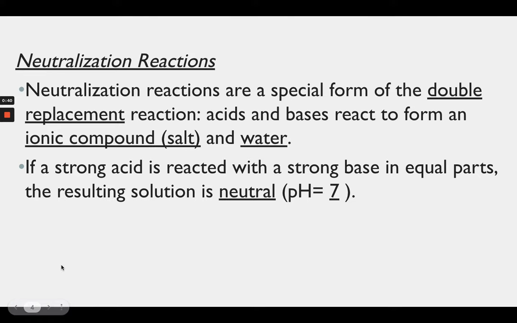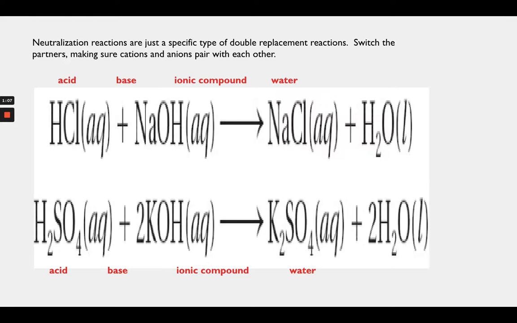So, in filling in the notes, neutralization reactions are a special form of double replacement reactions in which acids and bases react to form an ionic compound or a salt and water. Okay? If a strong acid is reacted with a strong base in equal parts, the resulting solution is neutral, or a pH of 7. Now let's just review what double replacement reactions are again and how this applies.